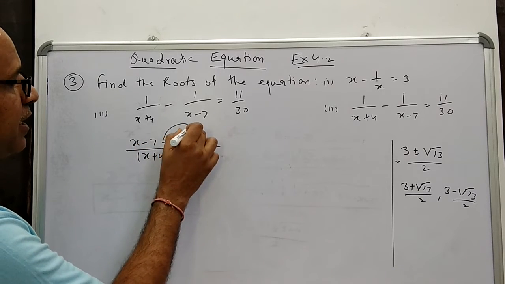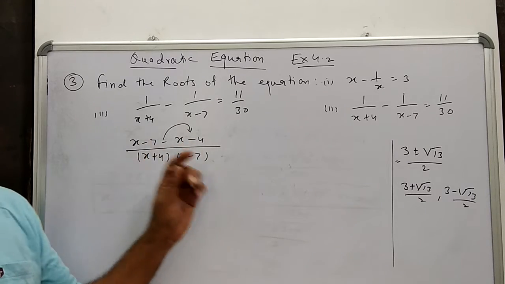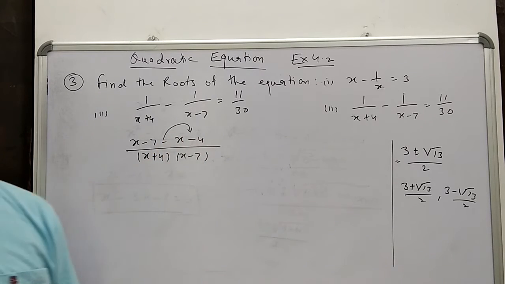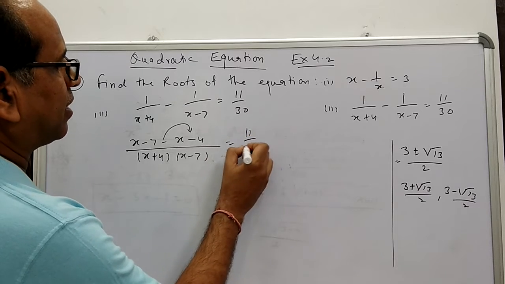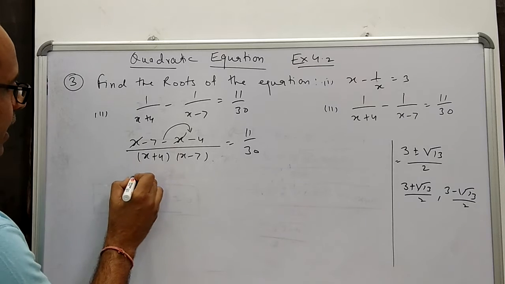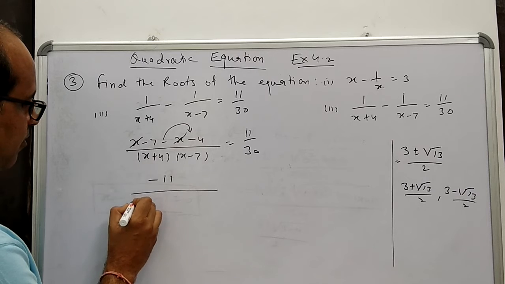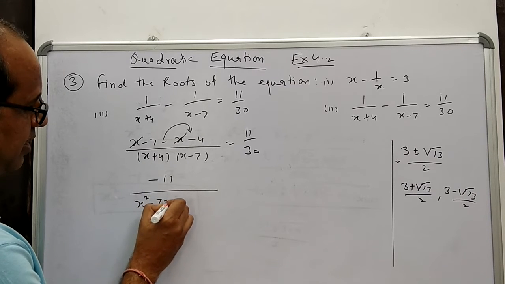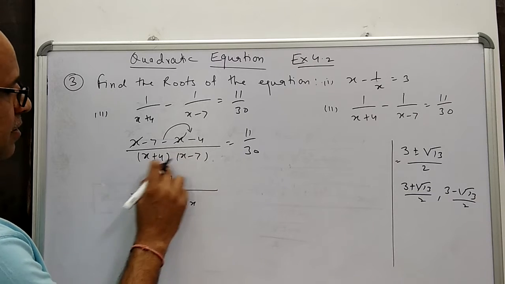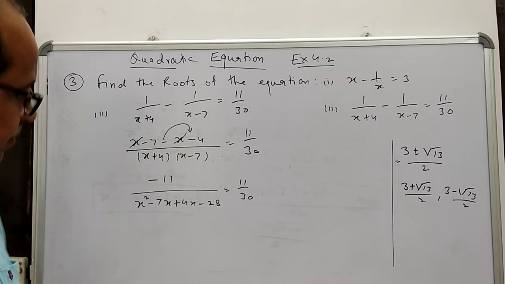Now because of this minus sign, this plus will become minus. This is the important part where you have to be very careful that because of this minus, this plus will be minus, and it is 11 upon 30. Now the next part, this x and x cancelled here, and minus 7 and minus 4, it is minus 11, and if you multiply the denominator, x square minus 7x plus 4x minus 28 equals to 11 upon 30.